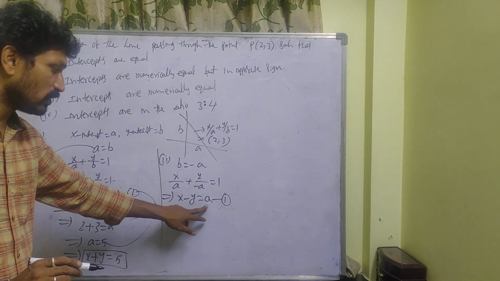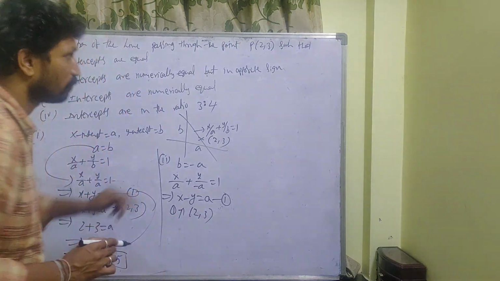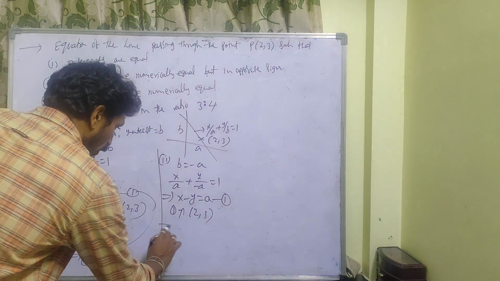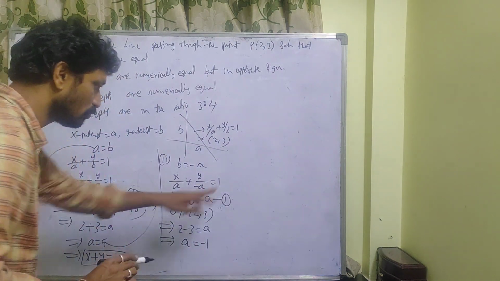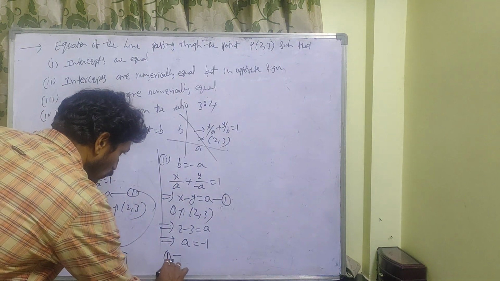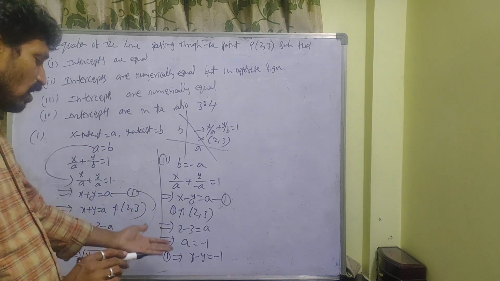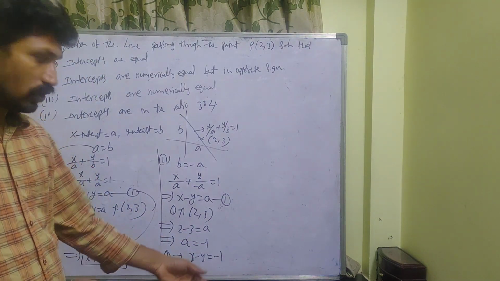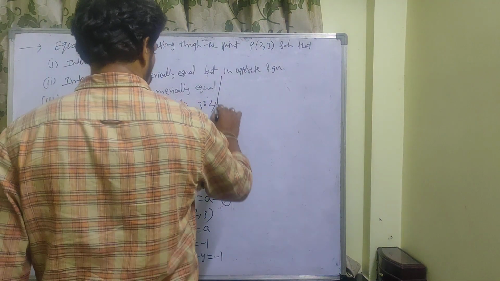So x minus y is equal to A, and the line passes through what point? (2, 3). This is the common point for all these problems. So 2 minus 3 is equal to A, that means A is equal to minus 1. Substitute in equation 1. So what can you say? x minus y is equal to minus 1, or you can write x minus y plus 1 is equal to 0. This is our required answer. Is it clear? Next, third question.